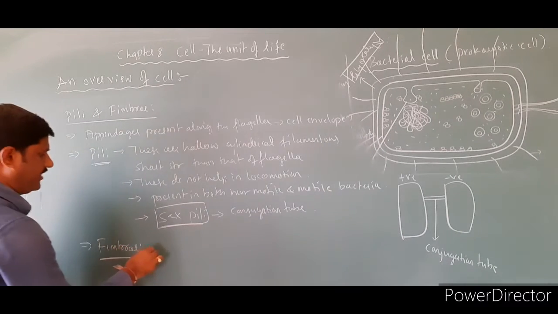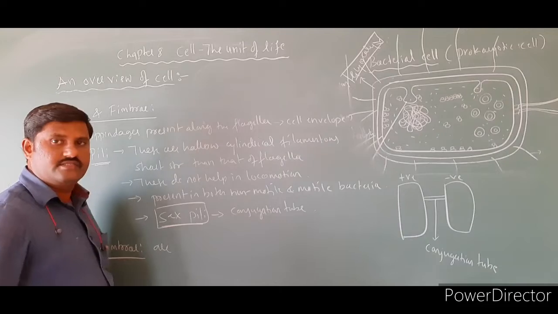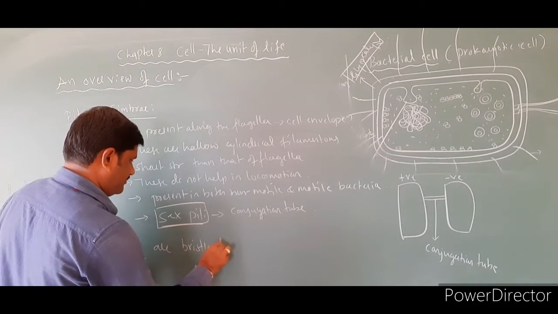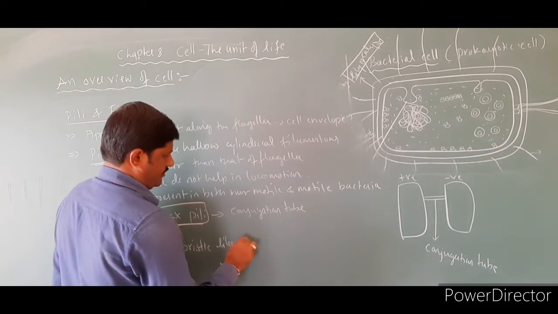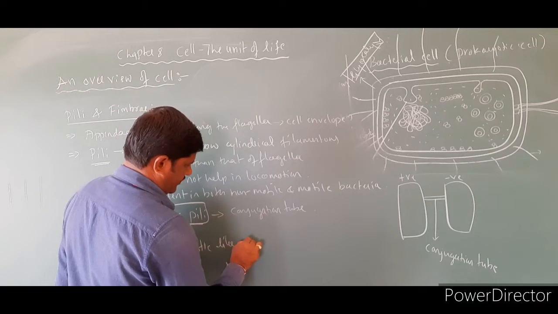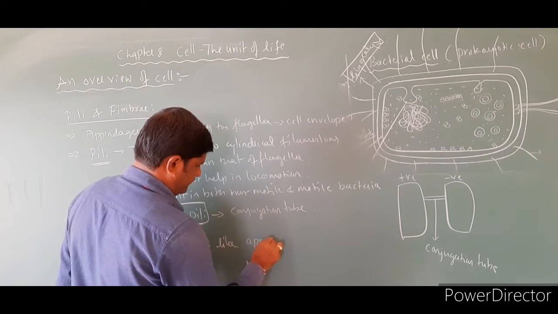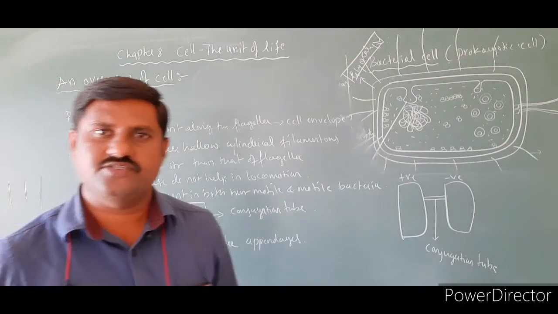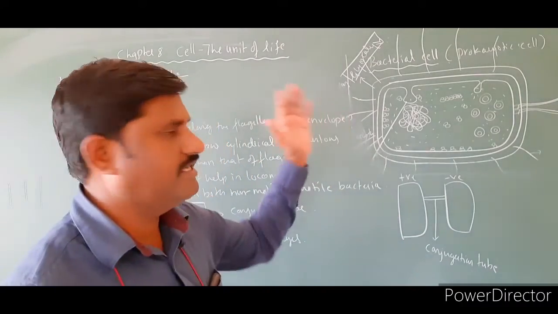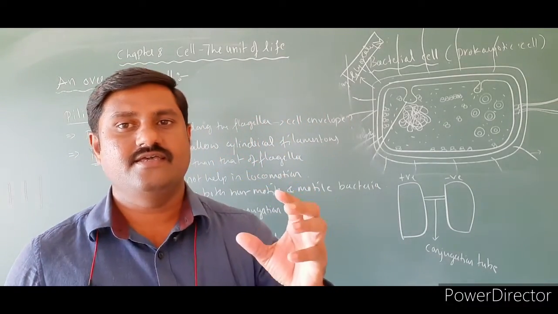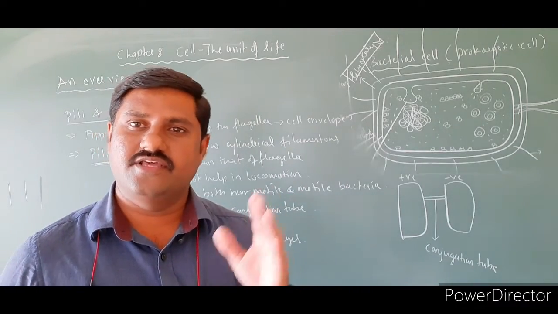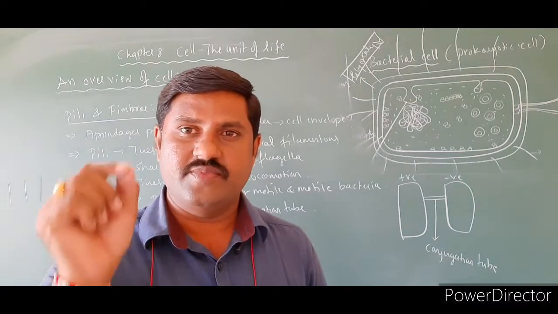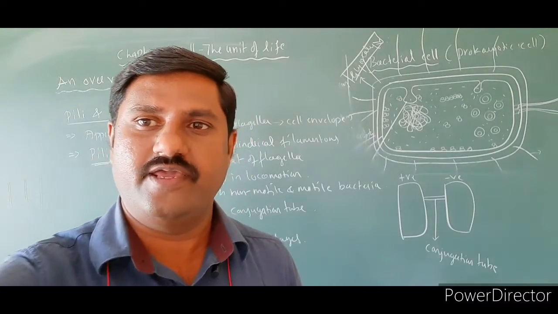So these fimbriae are bristle-like appendages present along with these pili. They are shorter than the flagella and they do not help in locomotion. So this is some explanation regarding the fimbriae.